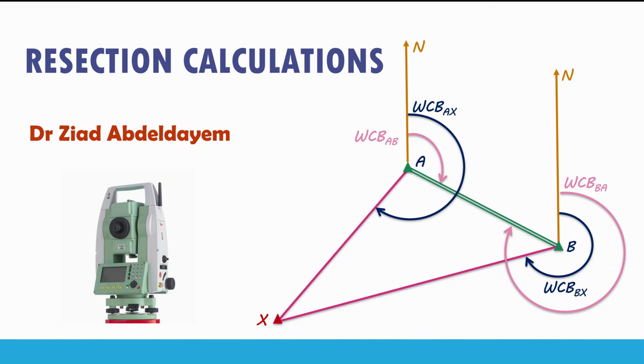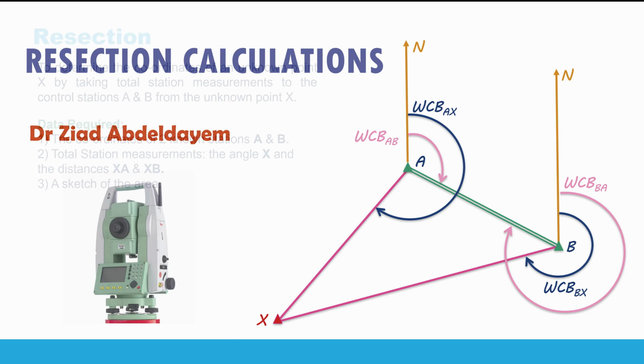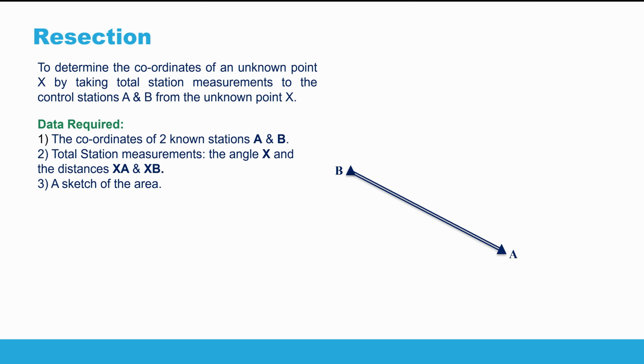Hello everyone and welcome to this new session on land surveying, which is about resection calculations. So let's start. The aim of resection is to determine the coordinates of an unknown point X by taking total station measurements to the control stations A and B, for example, from the unknown point X.